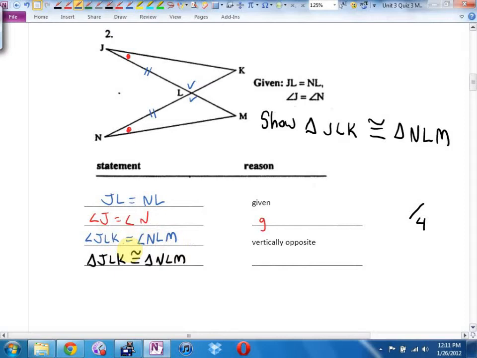Which congruency rule have I force fed into here? Because this is my last line. It's either going to be side angle side, or angle side angle. Which one have I force fed into here? Darn right. See it? Angle, side, angle.